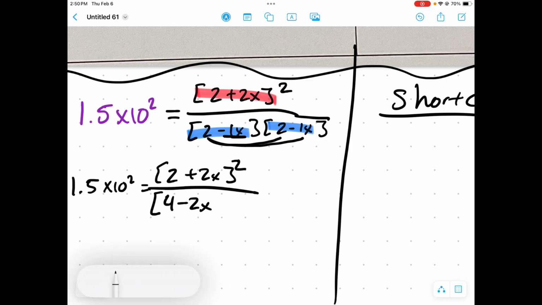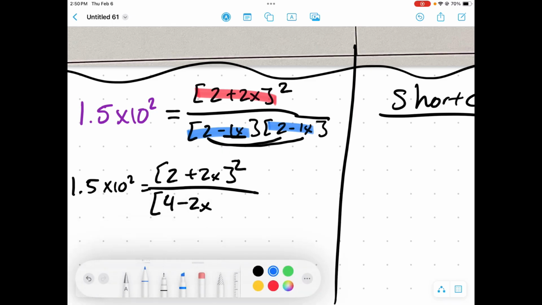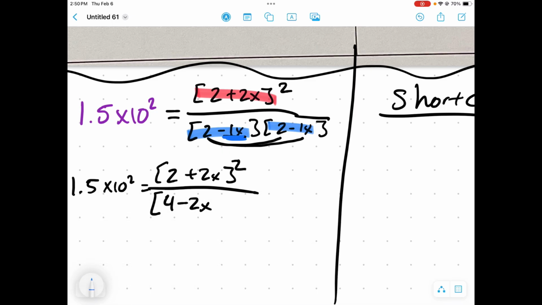And now I'm going to take this second half. So let's do that in a different color. I'm going to take my negative 1x times 2. That gives me negative 2x. And my negative x times negative 1x, that's going to give me a positive x squared.